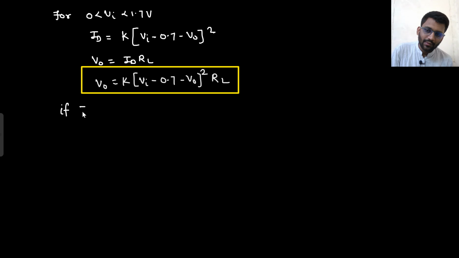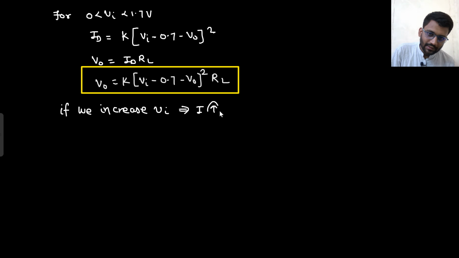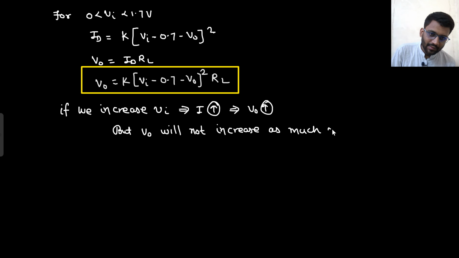If I increase V in, the current will increase, V naught will increase. But V naught will not increase as much as V in. V naught will increase, but not as much as V in. Are you getting this point?